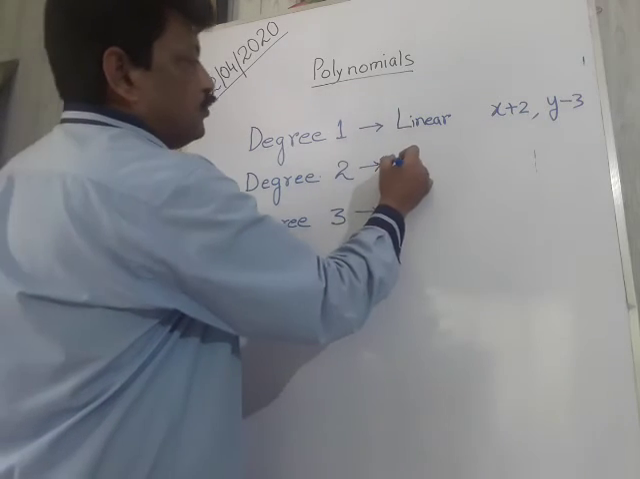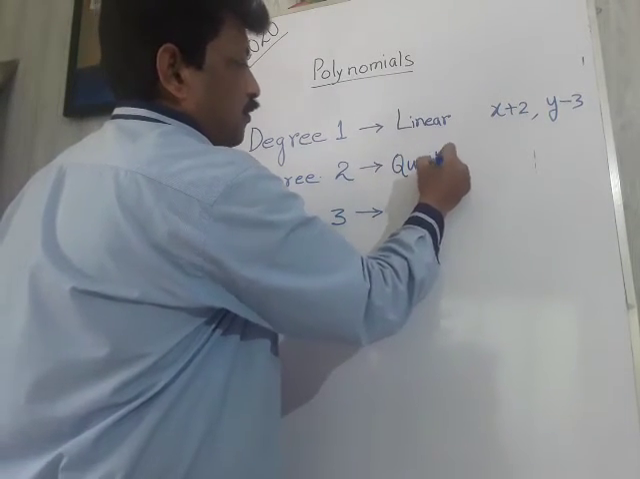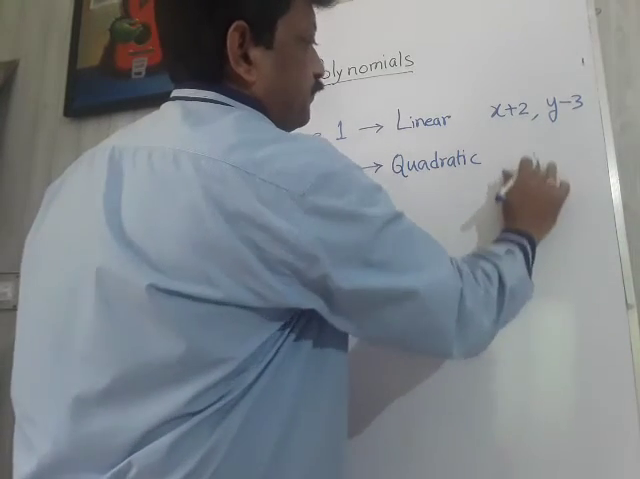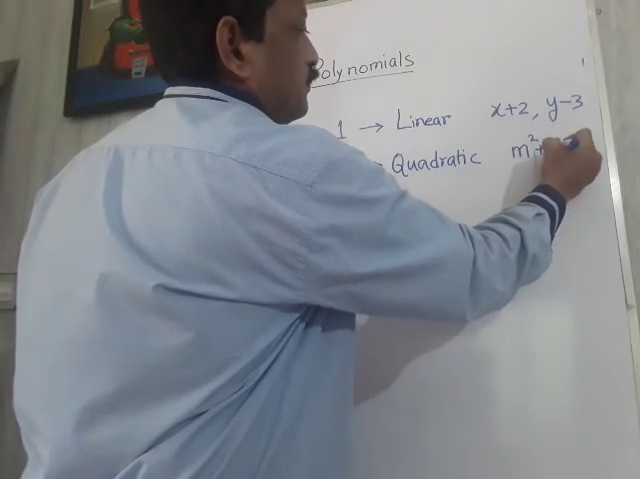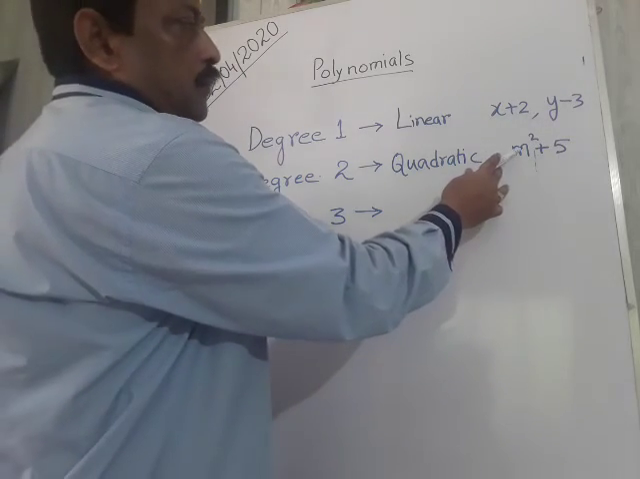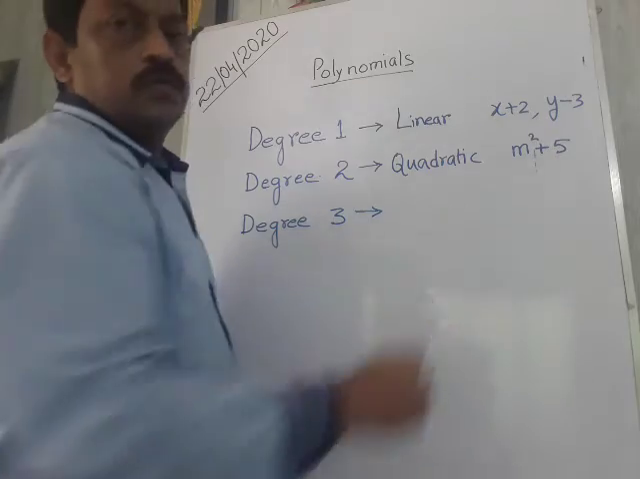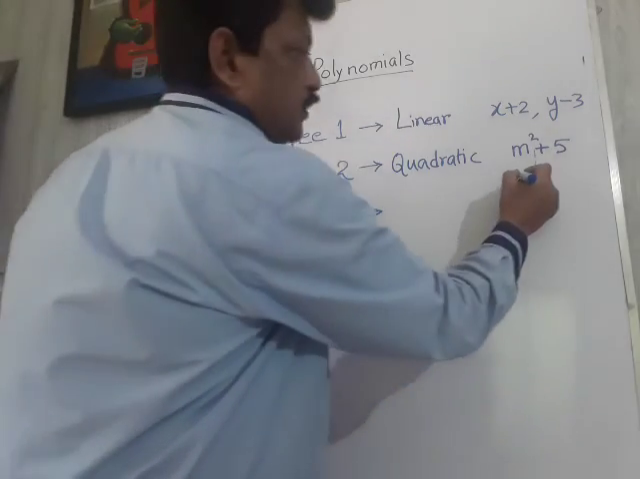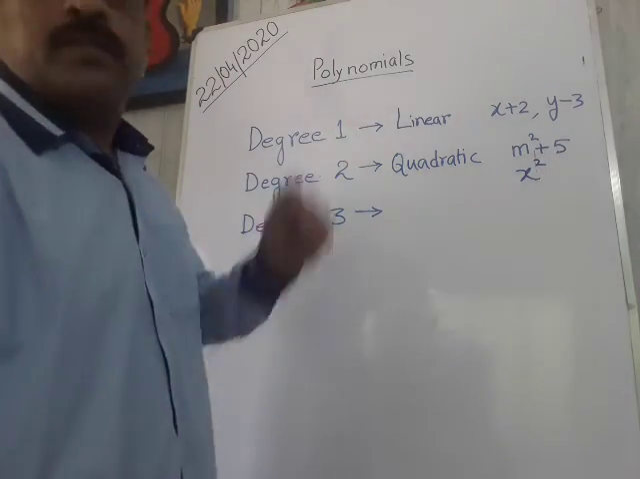If the degree is 2, it is known as a quadratic polynomial. Quadratic, like m square plus 5. Here the power of the variable m is 2, so its degree is 2, so it is quadratic. I can also write x square as a quadratic polynomial because the degree is 2.